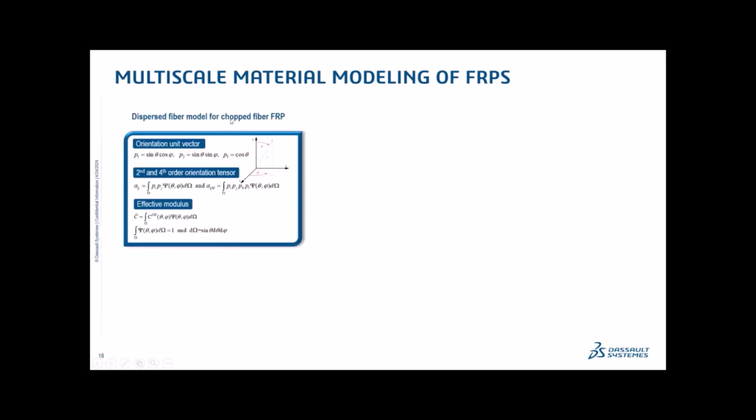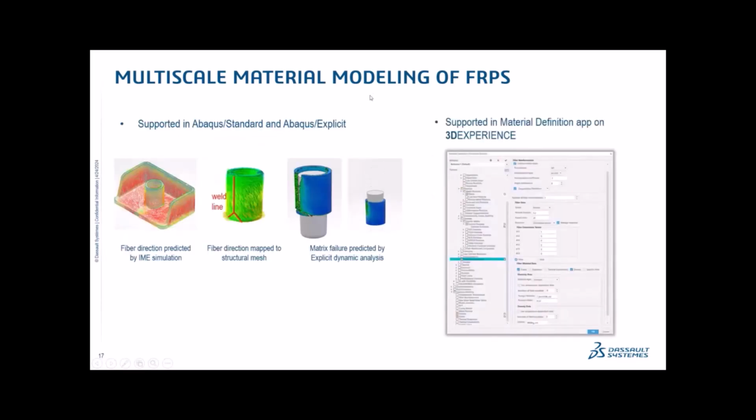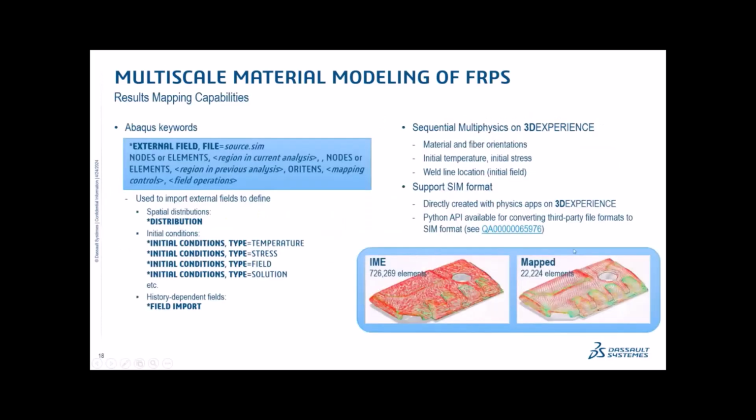In a chopped fiber composite, that's FRPs, we can see that the fiber direction can be represented by these angles. So in Abaqus, the multi-scale material is supported both in keyword format and also in 3DX in the material definition app. This is just a simple example showing an engine cover model. We have a finer mesh used in injection molding.